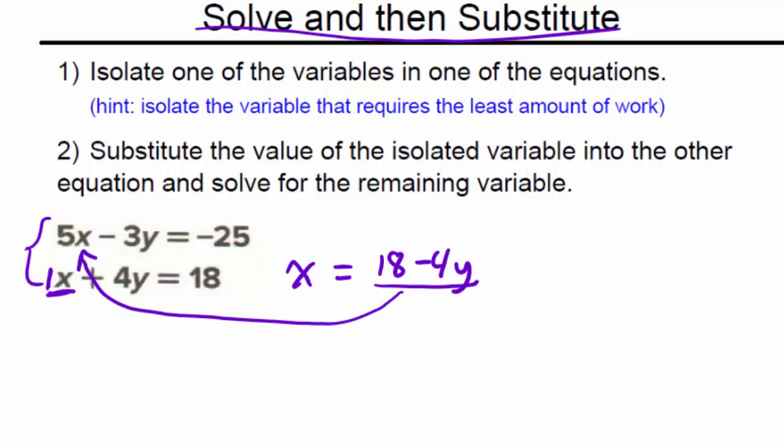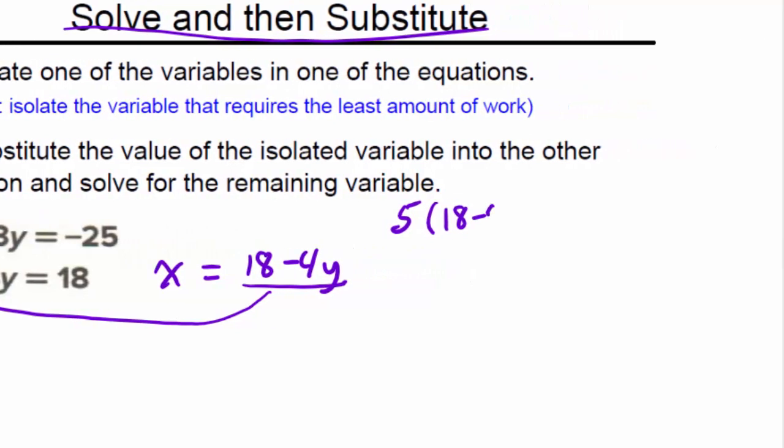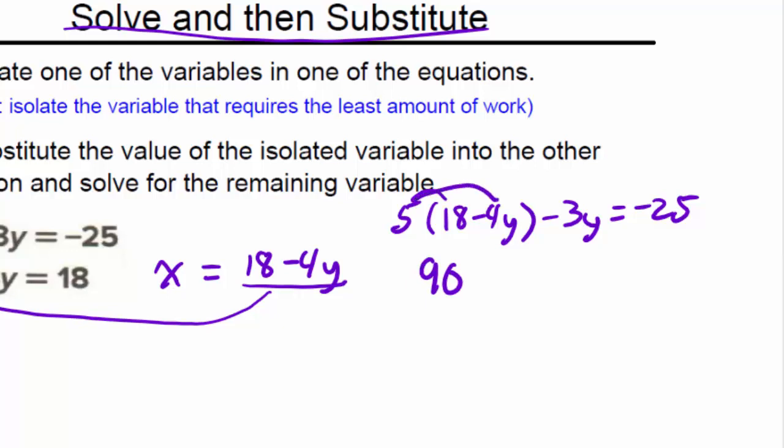So I'm going to go ahead and do that out to the side. I got 5, and in place of x, I'm going to put 18 minus 4y in parentheses, minus 3y equals negative 25, and then continue to solve. First thing I'm going to do is distribute: 5 times 18 gives me 90, 5 times negative 4y gives me negative 20y. I still had a negative 3y equal to negative 25.